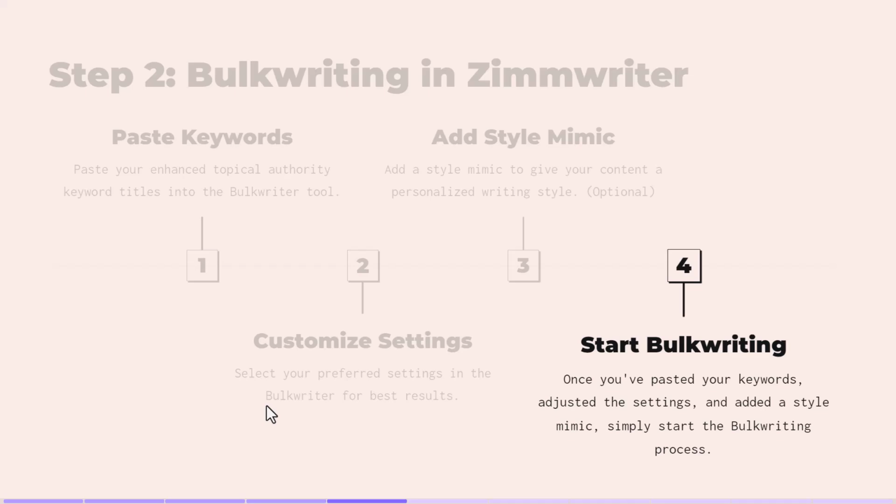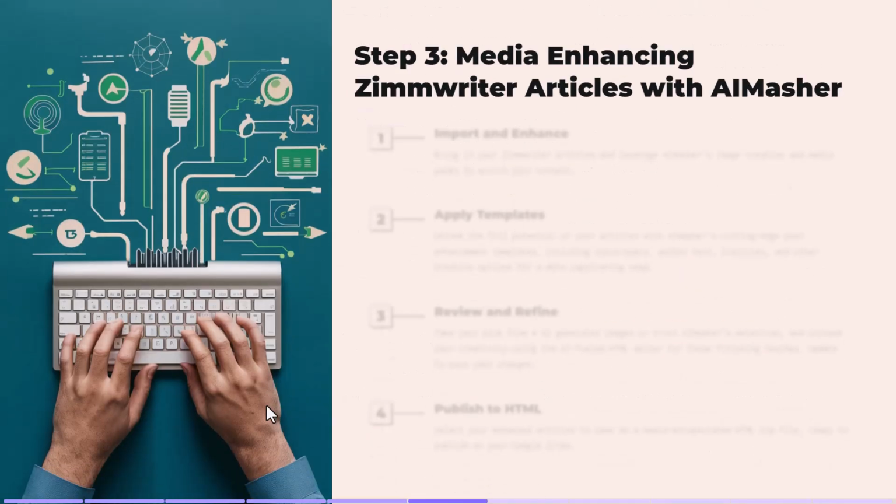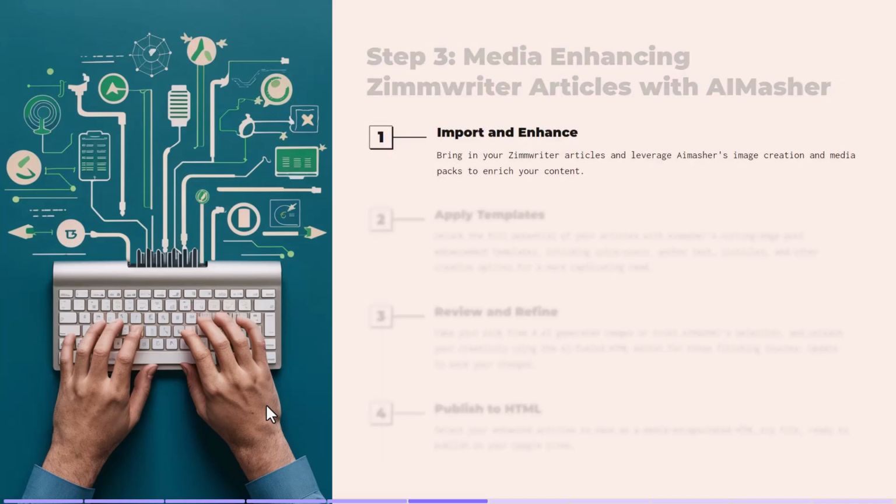And once it finishes, then we go into the media enhancement part of AI Masher. So first off, you're just going to import and enhance. You're simply choosing the files that you just finished with ZimWriter, and you're going to leverage AI Masher's image creation tool and media packs to enrich the content.